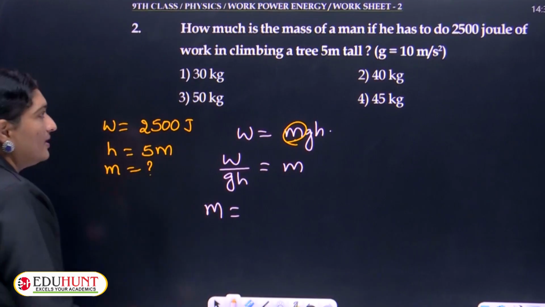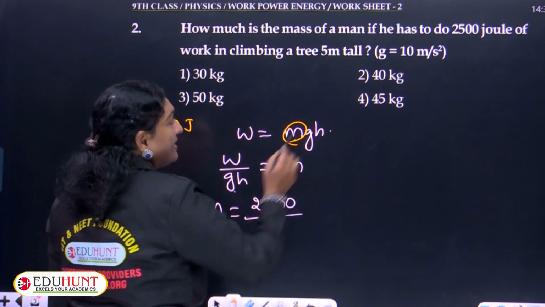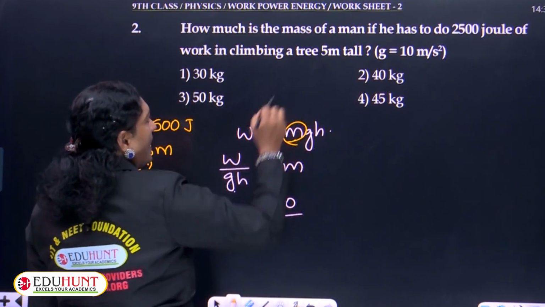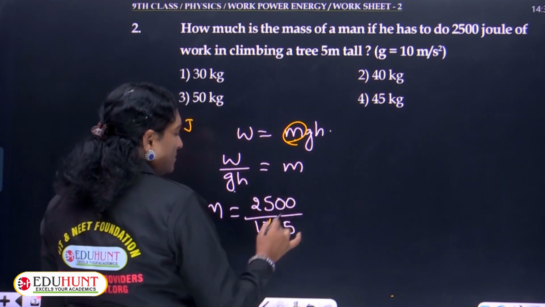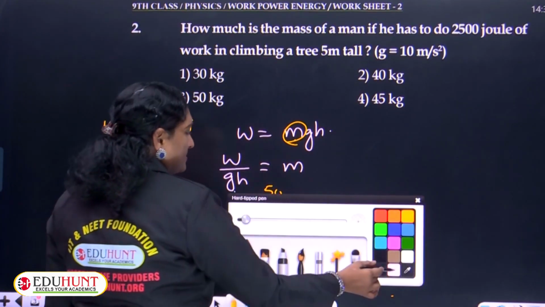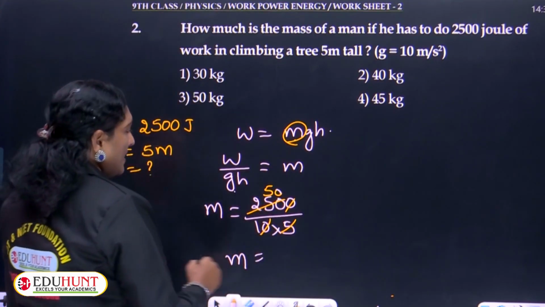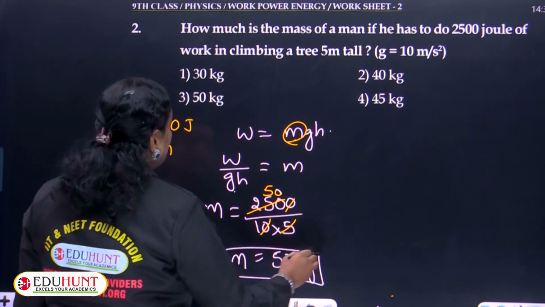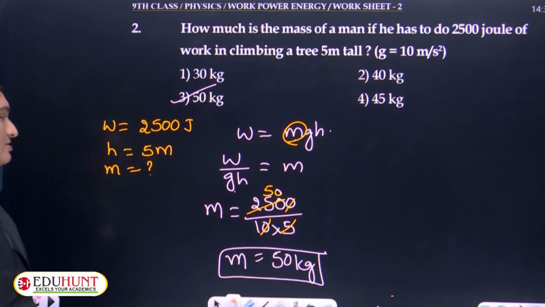Work done is given as 2500 joules, the value of g is 10 meter per second square, and the value of h, the height of the tree, is given as 5. Simplifying further, the 0 and 0 get cancelled, and 5 goes 50 times. Hence the mass of the man is found to be 50 kg. So here the correct option is option 3, that is 50 kg.